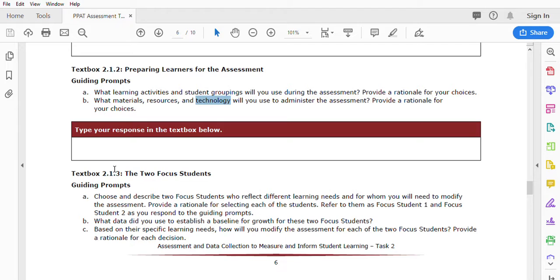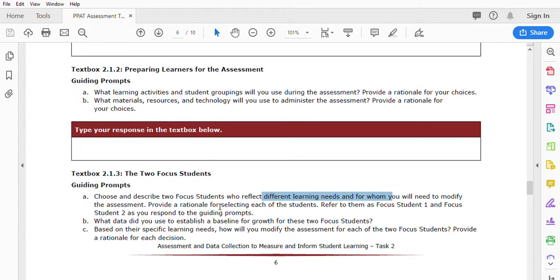For text box 2.1.3, you are going to look at your two focus students, whoever you've chosen, focus student 1 and focus student 2, and you will describe their different learning needs and how you will modify the assessment for those two specific students. And it needs to be two different ways that you are going to modify the assessment. So do not pick two students who both need the same modification, if possible.